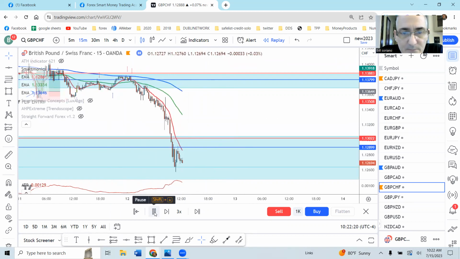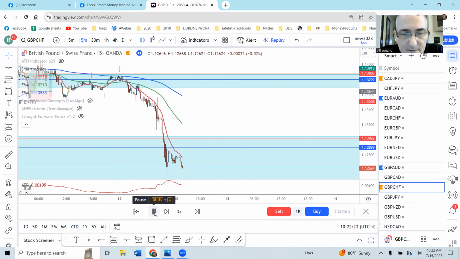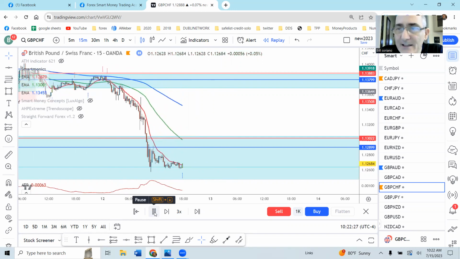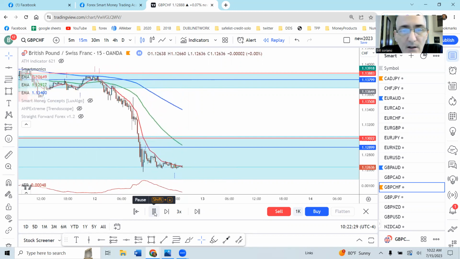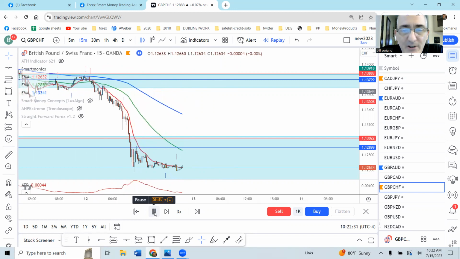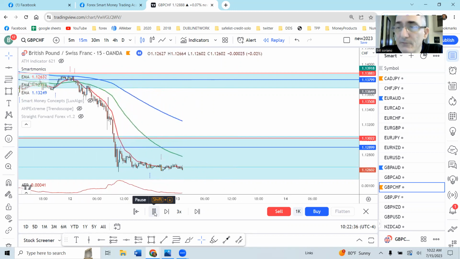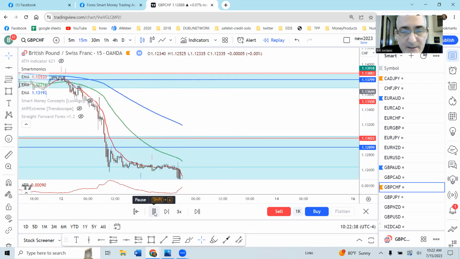Price then makes a move up, right? We don't get our change of character. We don't get that break of structure to the upside. That's what we're waiting for. We don't just take the trade because price hits our point of interest, right? On the 4-hour chart, we drop down to the 15-minute chart.